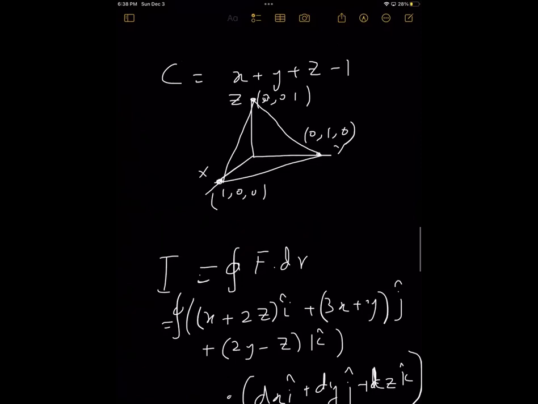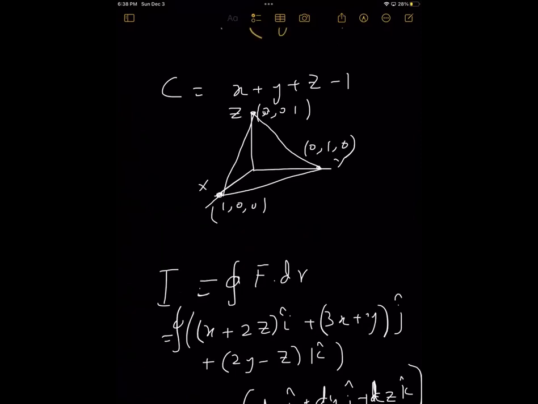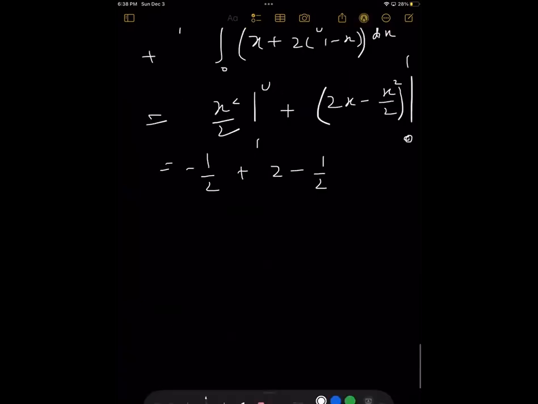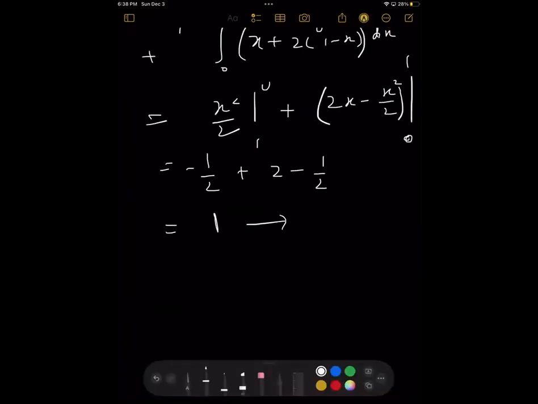So now we will solve it and we get 1 here. So this is our first integral. For the second integral, we have 3x plus y dy, and it is on all the curves.